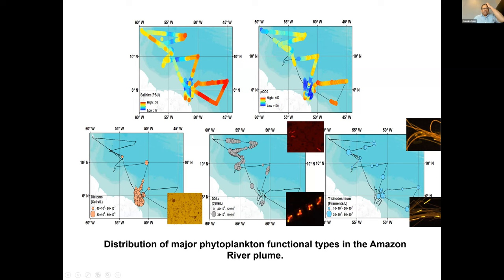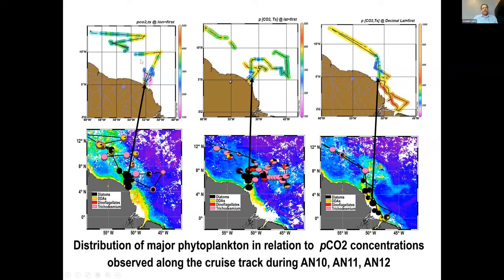So what you can see is data from three different cruises that followed the first cruise in 2010. We had a cruise in 2011 and 2012. And you can see the distribution of PCO2, and you can see the distribution of diatoms. And you can see that the diatoms are very high where the PCO2 concentrations are low. You can see it happening for all 3 years.